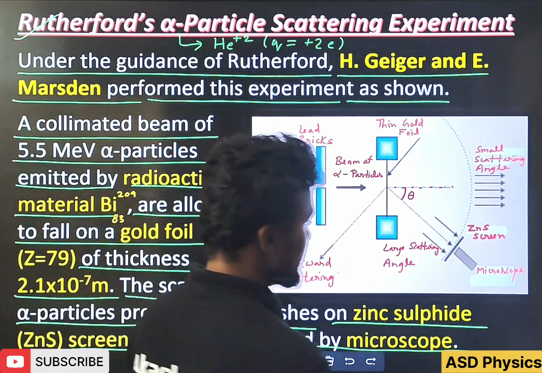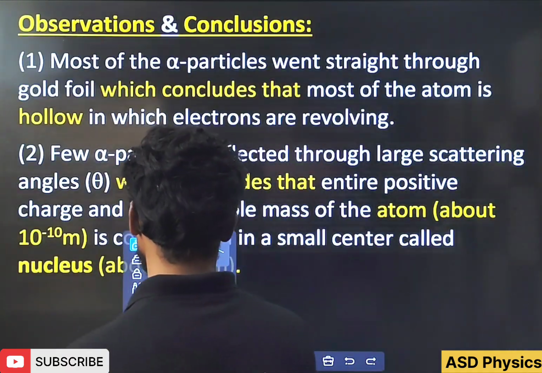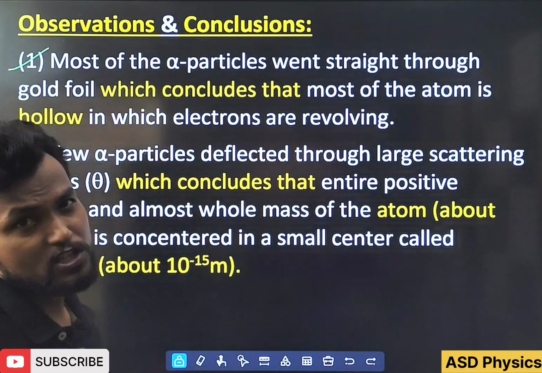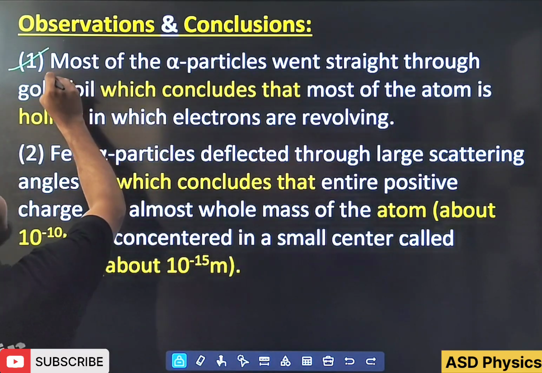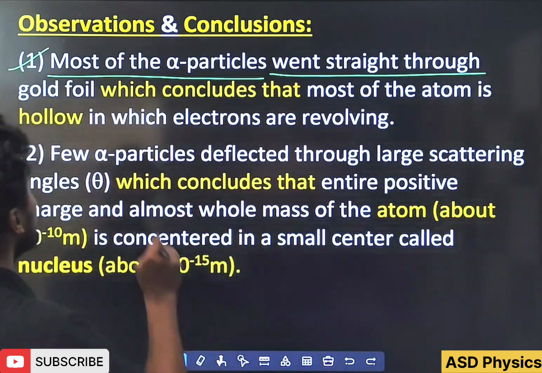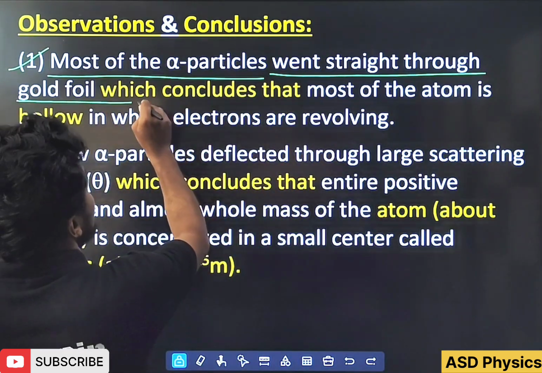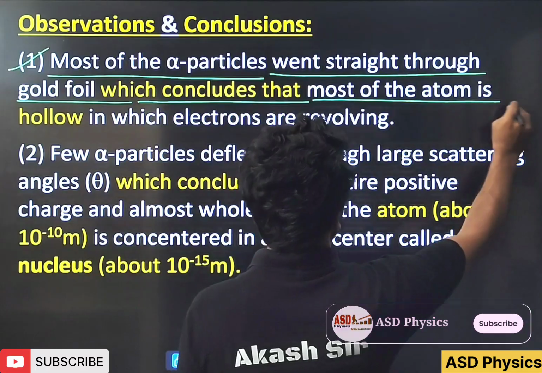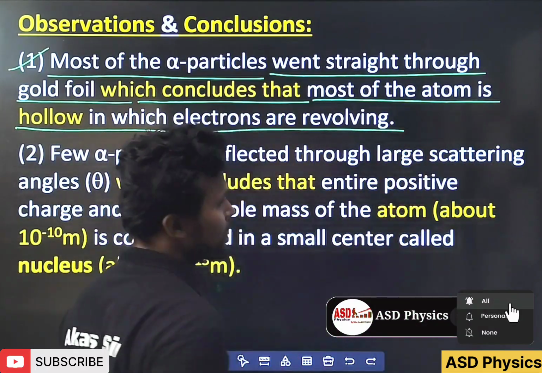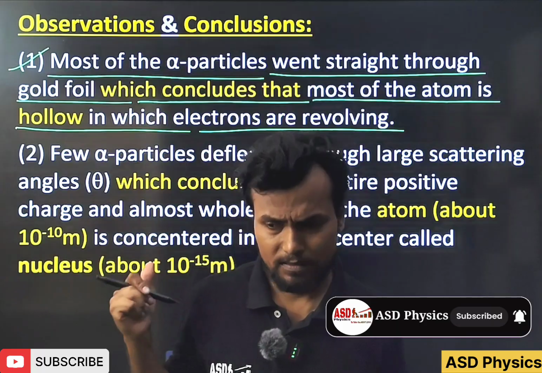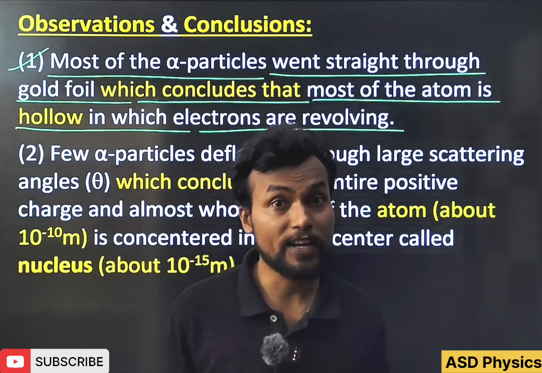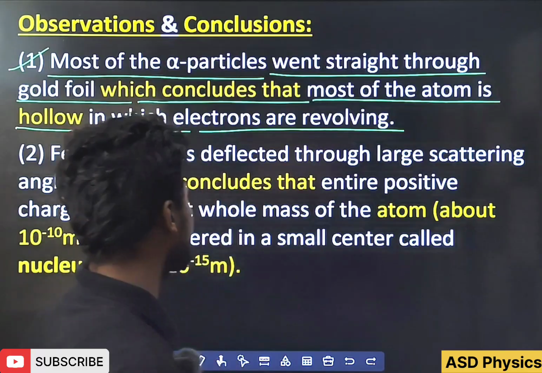Okay, after that we can see what the observations and conclusions are. So see here the first observation and conclusion. As I have told you, most of the alpha particles went straight through the gold foil, which concludes that most of the atom is hollow, in which electrons are revolving. Later we will see this model has told electrons are revolving in a spiral path, but that we know as of now is wrong. So this is the thing.